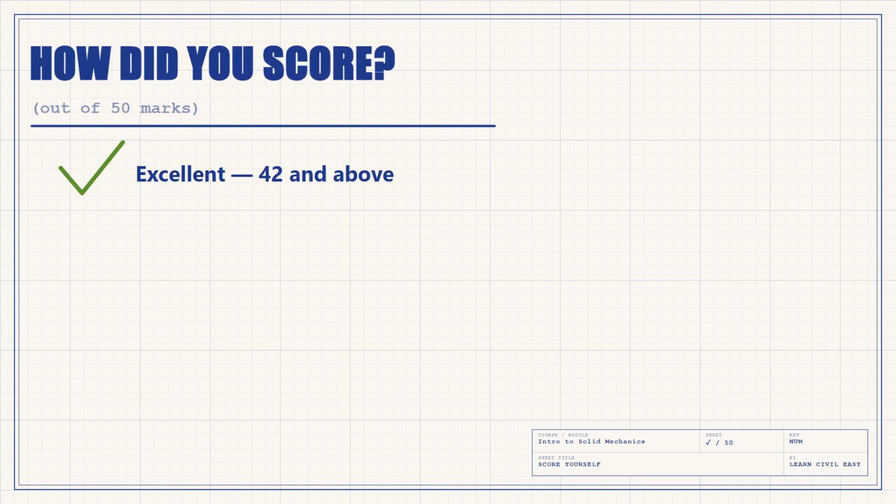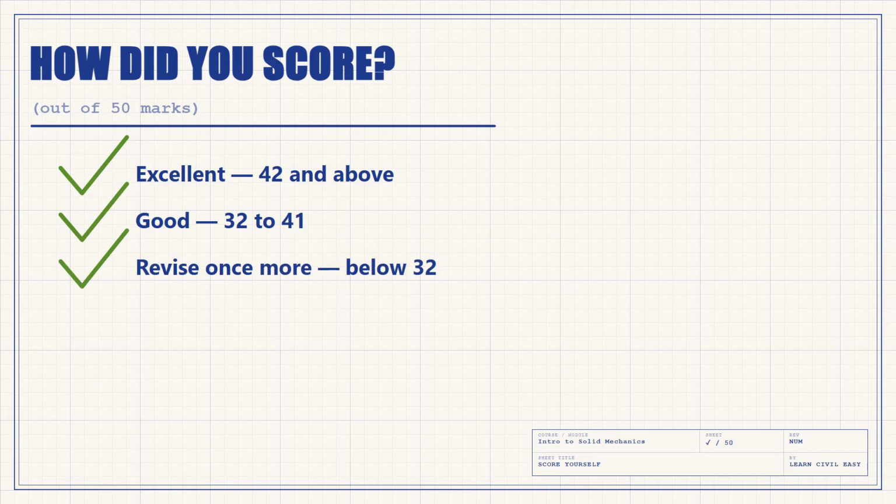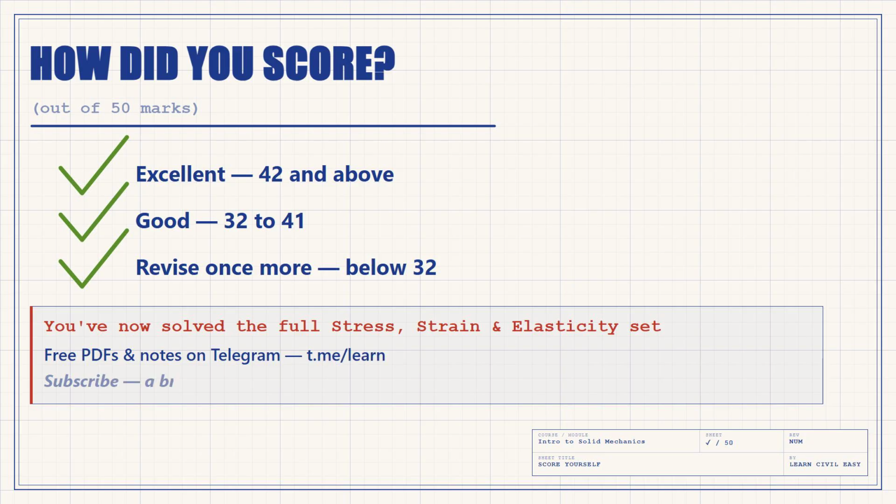Score yourself out of 50. 42 and above is excellent. 32 to 41 is good. Below 32, revise once more. You have now solved the full stress, strain and elasticity set, both the MCQ and the numerical papers.